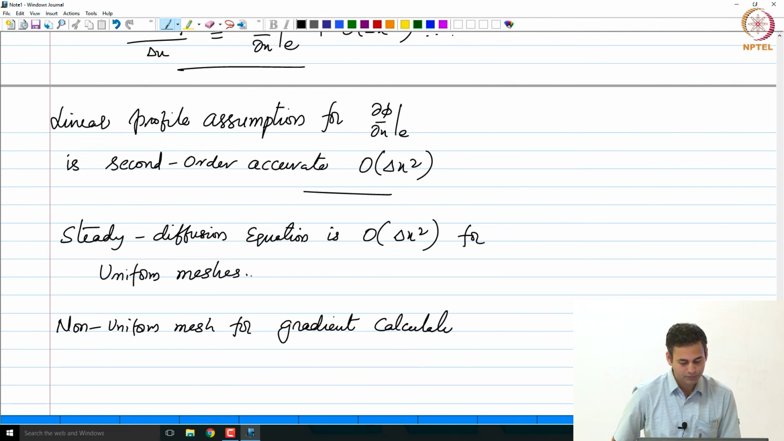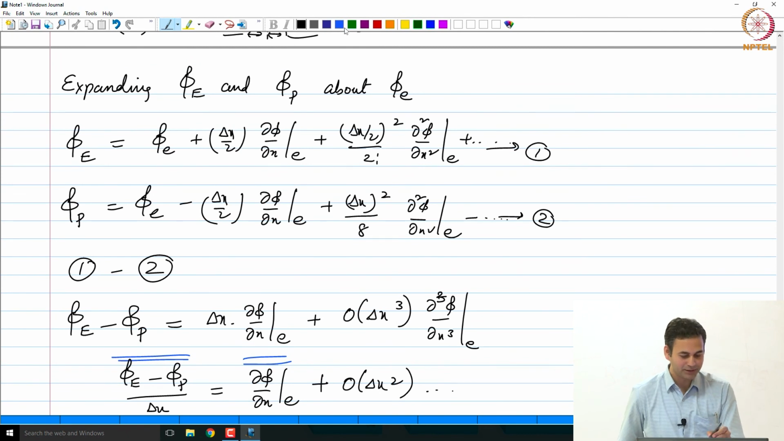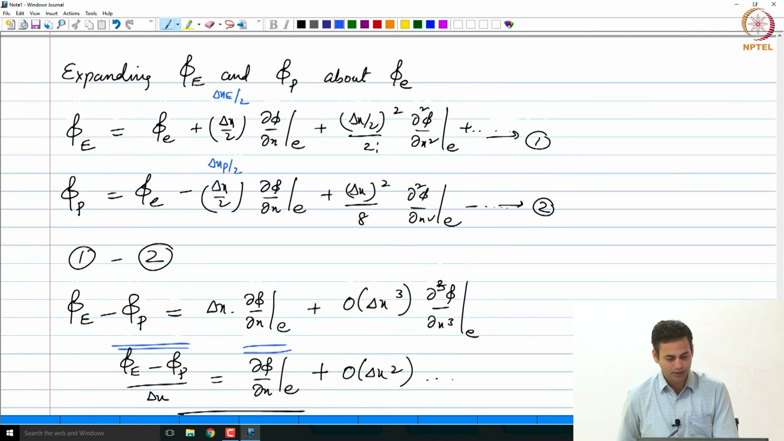Yes or no? No, why? Delta x will be different, right, because what will happen to this delta x by 2? This will be delta x E upon 2. What will happen to this one? Delta x P upon 2. As a result, this second term would not get subtracted off. So, this term would still remain there.